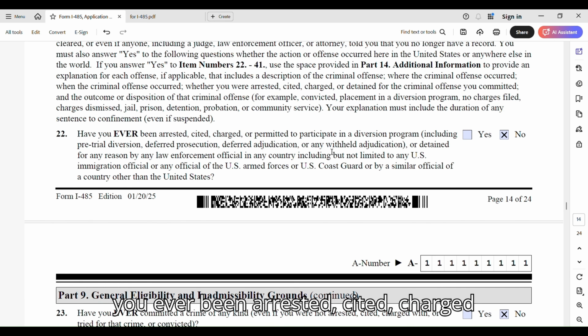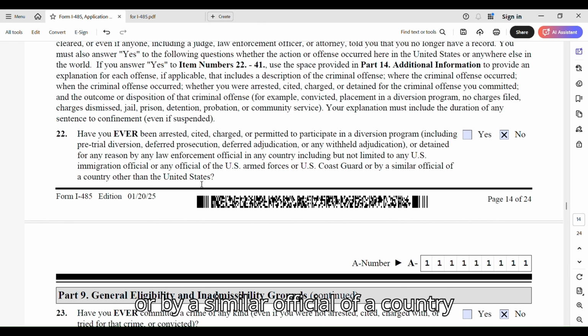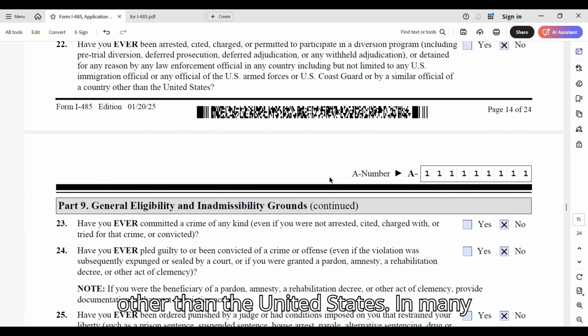Have you ever been arrested, cited, charged, or permitted to participate in a diversion program, including pre-trial diversion, deferred prosecution, deferred adjudication, or any withheld adjudication, or detained for any reason by any law enforcement official in any country, including but not limited to any U.S. immigration officials or any officials of the U.S. Armed Forces or U.S. Coast Guard, or by a similar official of a country other than the United States? In my case, no.